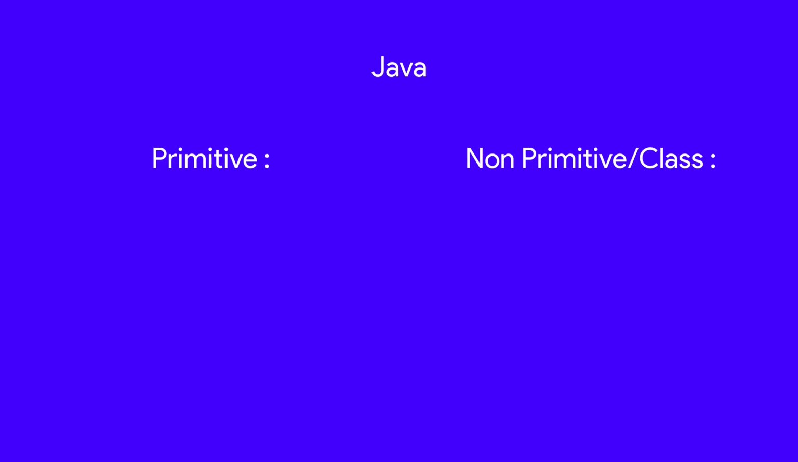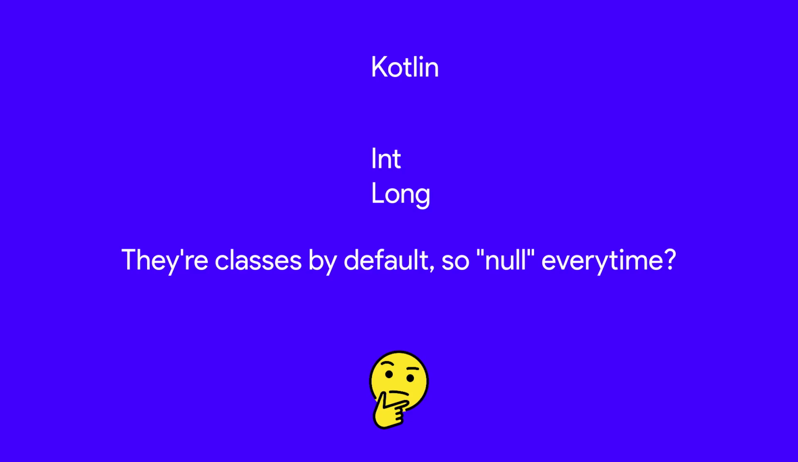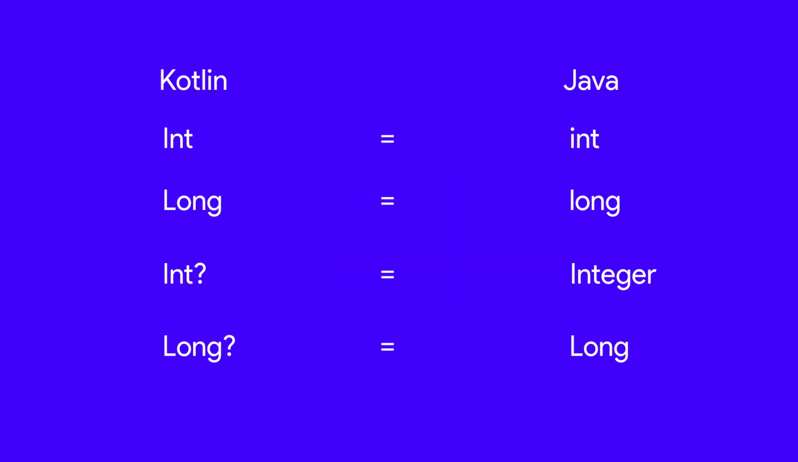Now in Java, it is pretty obvious whether the type is primitive or not. Primitive type starts with a lowercase, for example int, long, etc. And non-primitive type or object type starts with an uppercase alphabet. But in Kotlin the problem arises because in Kotlin every type is non-primitive by default. So int and long are classes and not primitive data types. Then we should use null every time, right? Wrong. Kotlin's non-nullable Int is translated to Java's primitive int, and Kotlin's nullable Int, the one which ends with a question mark, is translated to Java's non-primitive Integer. That is why we are using 0.